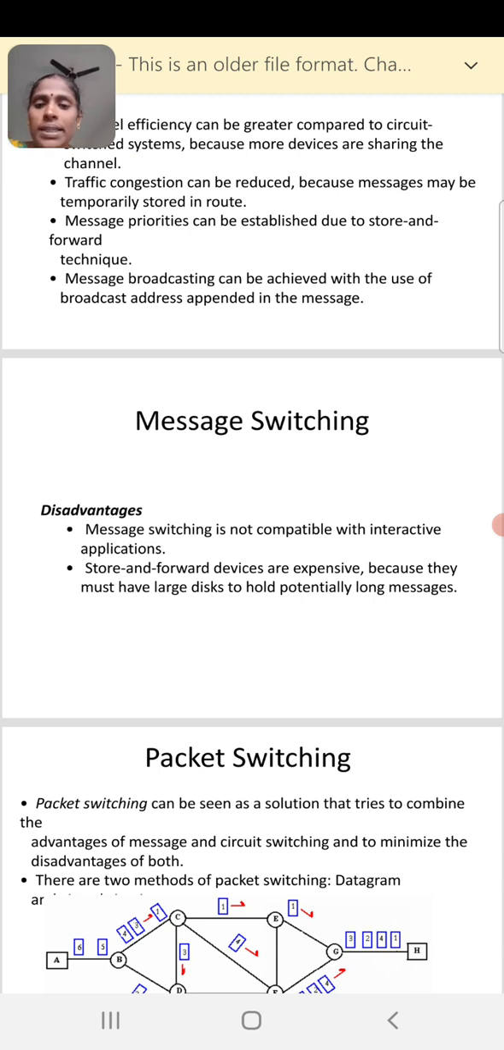Disadvantages of message switching: message switching is not compatible with interactive applications. Store and forward devices are expensive because they must have large disks to hold potentially long messages.